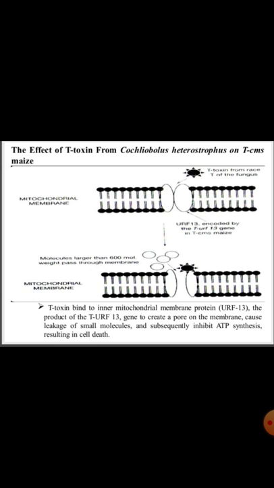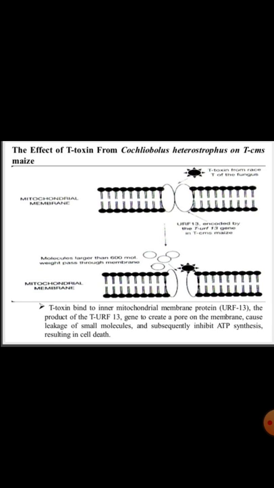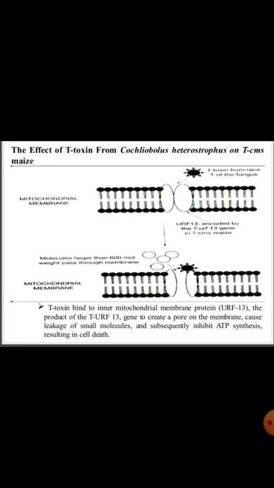So you can see here the effect of T toxin, Cochliobolus heterostrophus, in TCMS maize. TCMS maize varieties are affected with this toxin, as it attacks the mitochondrial membrane. Here in this picture you can see this toxin produces a number of pores. Due to this toxin, the mitochondrial membrane gets pores created on it, which causes leakage of small molecules and subsequently inhibits ATP synthesis, resulting in cell death.